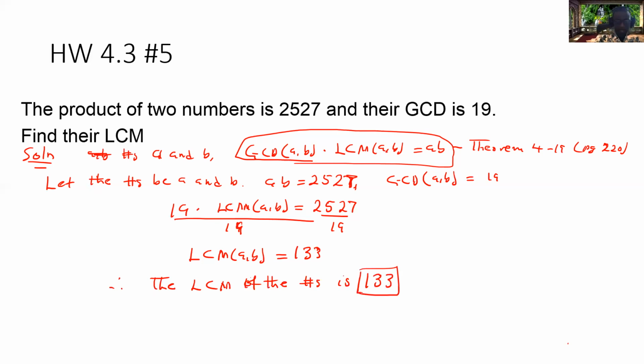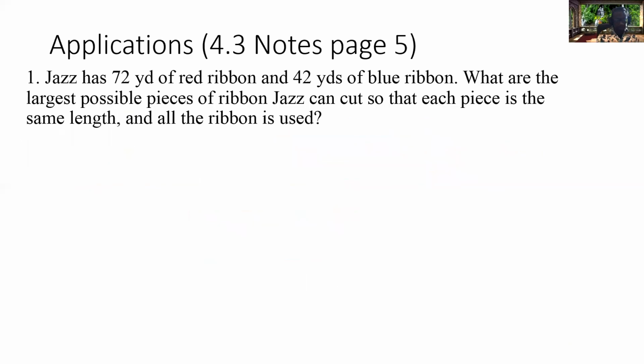Okay. The second example is an application on page 5 of the notes, the 4.3 notes. Jazz has 72 yards of red ribbon and 42 yards of blue ribbon. What's the largest possible piece of ribbon Jazz can cut so that each piece is the same length and all the ribbon is used? Okay, so all the ribbon is used.